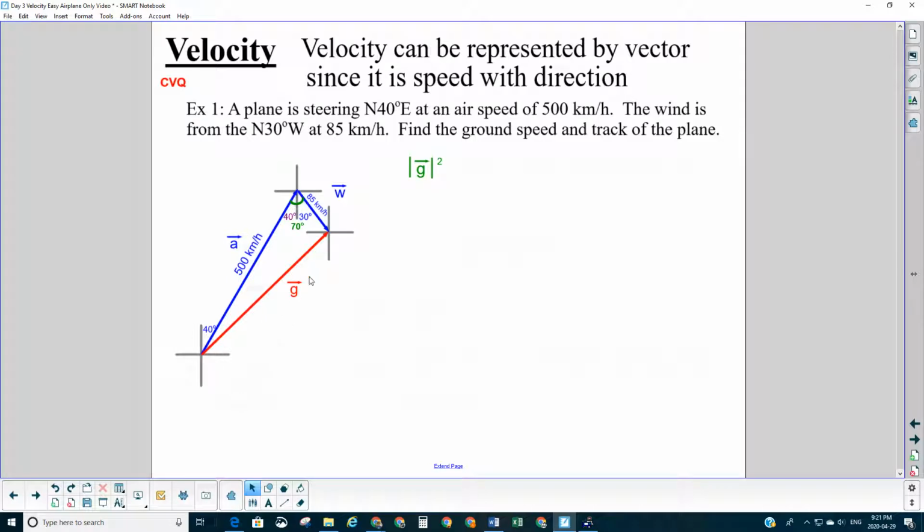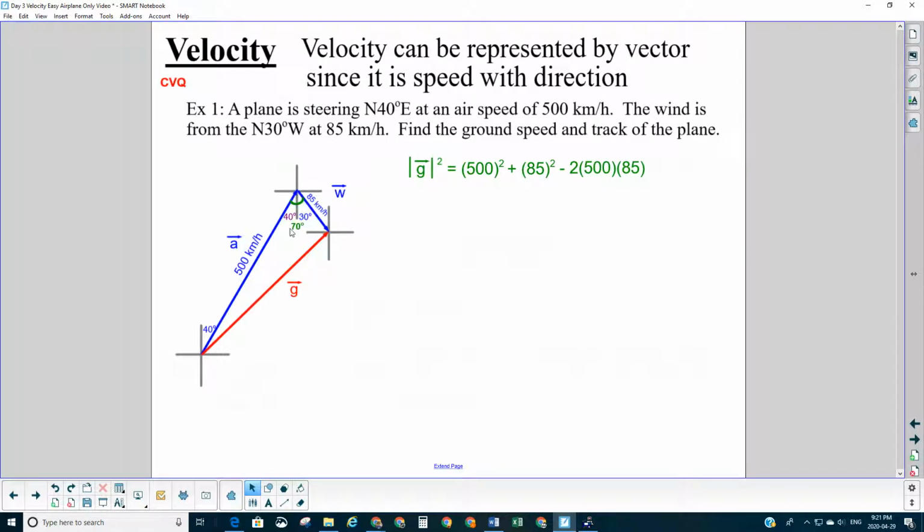Okay, so I'm only talking about how big it is. So it's how long this side is. That's why I have those absolute value bars, the magnitude squared. So it's g squared equals a squared plus b squared. In this case, the a squared is like 500 squared plus 85 squared minus 2 times 585.